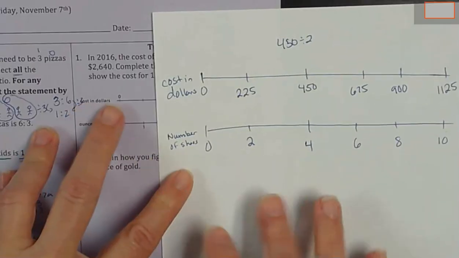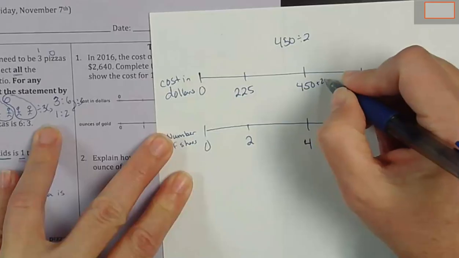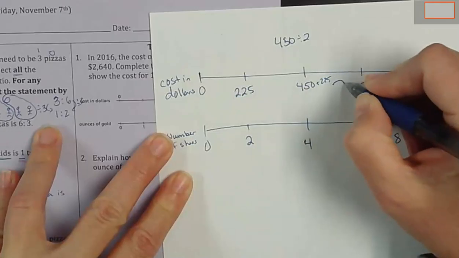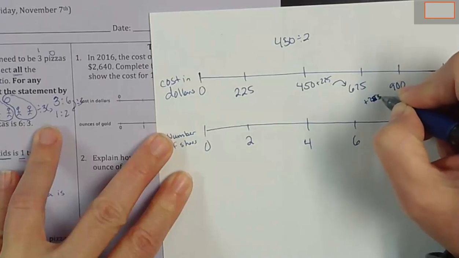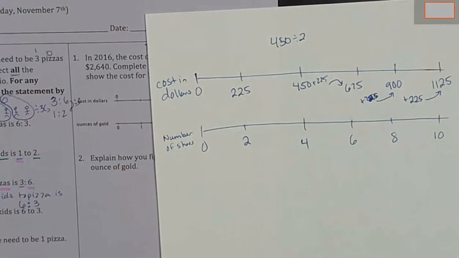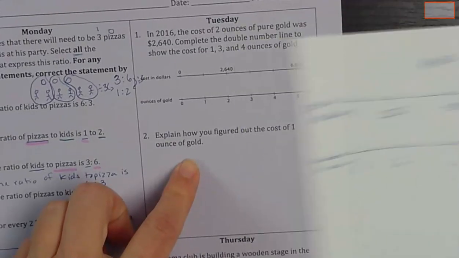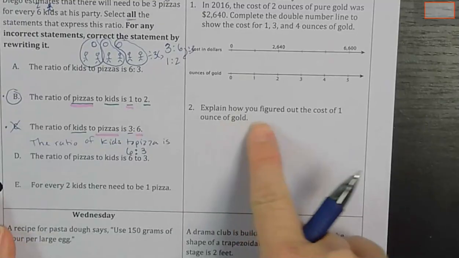Okay? So just like with this, I cut it in half to figure out this one, and then I added 225 each time to get to this one, plus 225 to get to that one. Okay? Once you have your number line filled out, you should be able to figure out the answer to this pretty easily and explain how you figured out the cost.